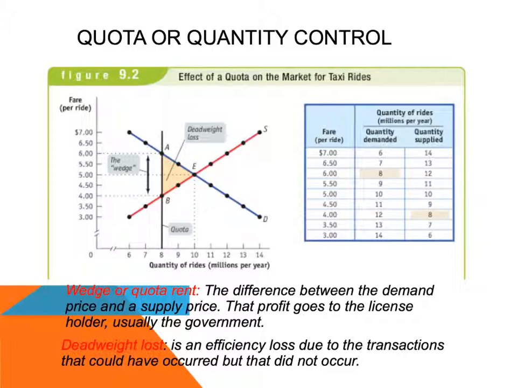Don't worry about how to calculate the deadweight loss. We are going to learn how to do it later. Just have in mind that this is the deadweight loss. That's why we say that equilibrium is efficient, because everyone who wants to get a taxi ride can get a taxi ride, and everyone who's willing to supply a taxi ride is going to supply a taxi ride at the equilibrium price.